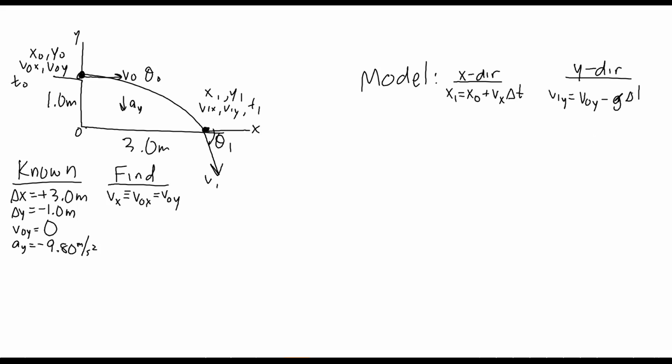When we integrate the acceleration. And then the next one is delta y equals v0y delta t minus 1/2 g delta t squared. And then the final one is v1y squared equals v0y squared minus 2g delta y. There we go. And so that's our model.